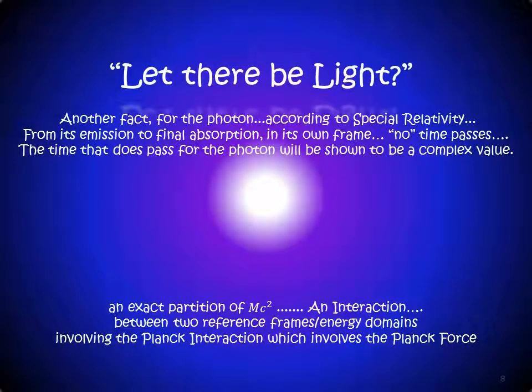Looking a little bit further at this exact partition, we take a photon. From its emission to its final absorption, in its own frame, according to special relativity, no time passes. That's key as well. We're going to show that this time that does pass is actually a complex value, an exact partition of mass times the speed of light squared, and an interaction between two reference frames, two energy domains.